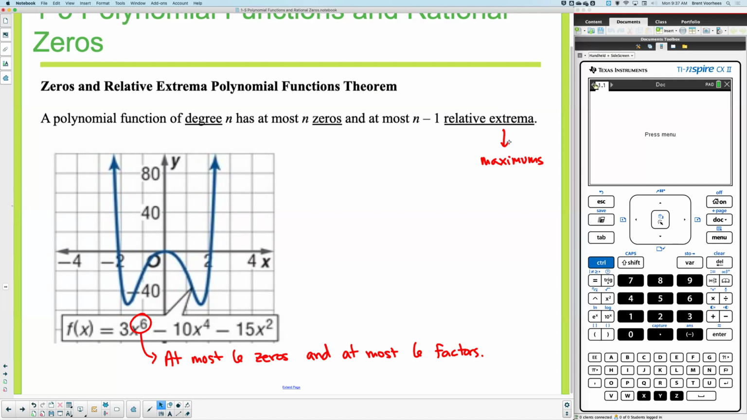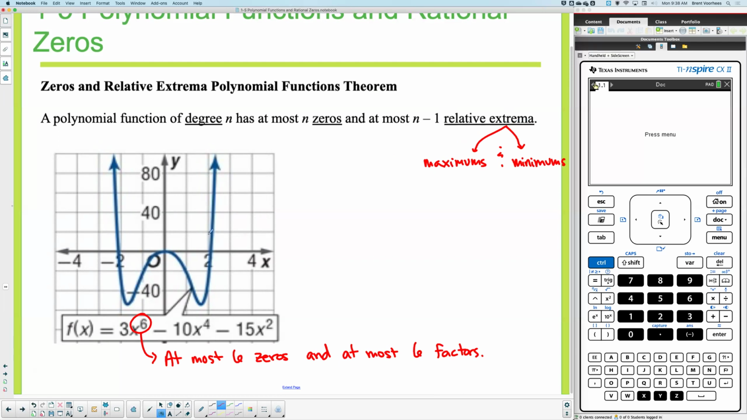That's not how you spell that. Maxim. Oh yeah, it is. Maximums and minimums. Maximums and minimums. That's what extrema means. That word extrema, it means maximums and minimums together.